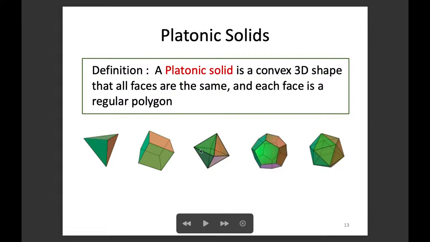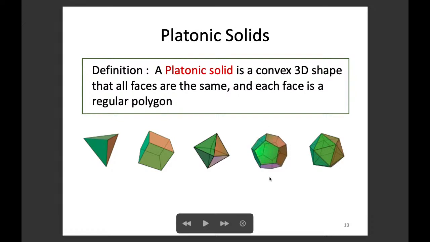And this one is another example. This one has eight faces. You can think of this as gluing two square-based pyramids together. So we form this one. It has eight outermost faces. Each of the faces is an equilateral triangle. And then this one, each face is a regular pentagon, a five-sided pentagon, and altogether there are going to be 12 faces.